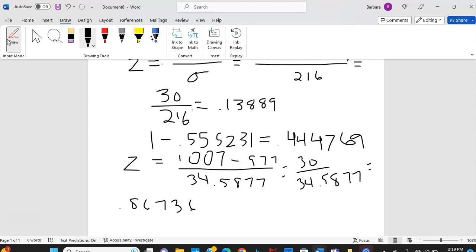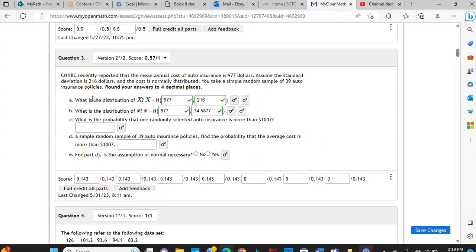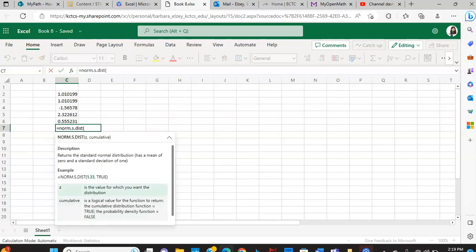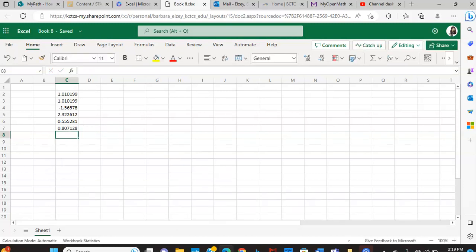I'm going to write it down so I don't have to look back at this sheet. And then let's remember that again, it was asking for greater than. It was asking for the probability that we got more than 1,007. So after we get the probability out of Excel, we're going to have to subtract it from 1. But let's go and find our Excel again. Here it is. And I'm going to put in equal NORM.S.DIST. This time it was 0.86736, true. And it gives me my probability is 0.807128.